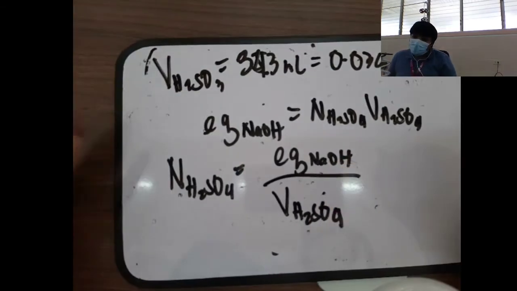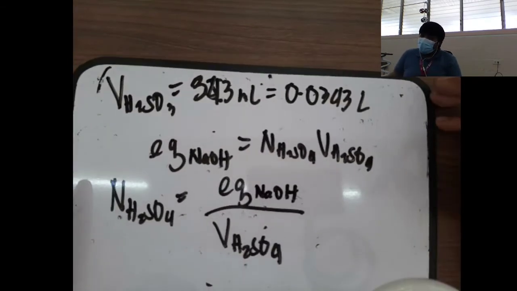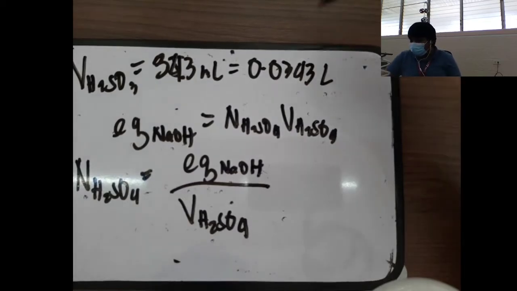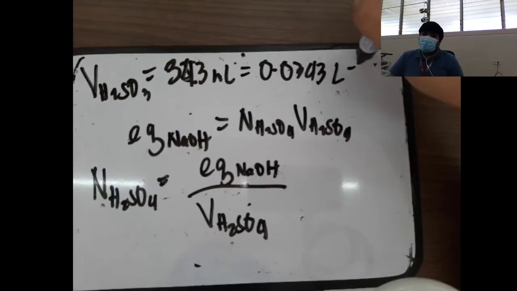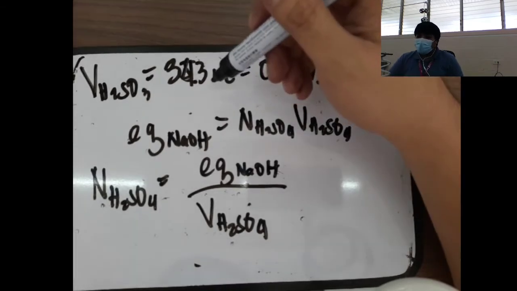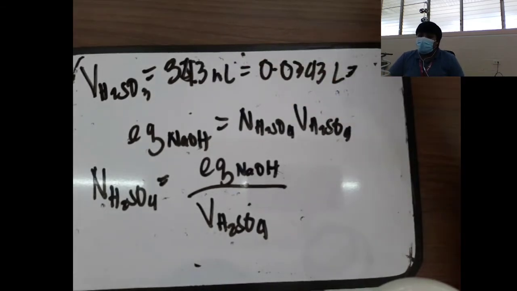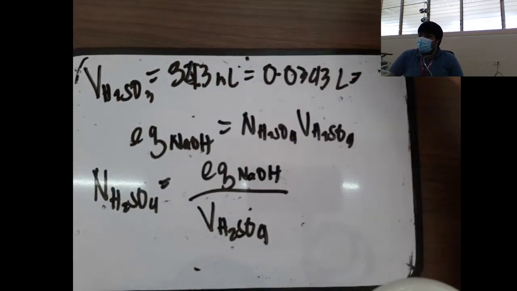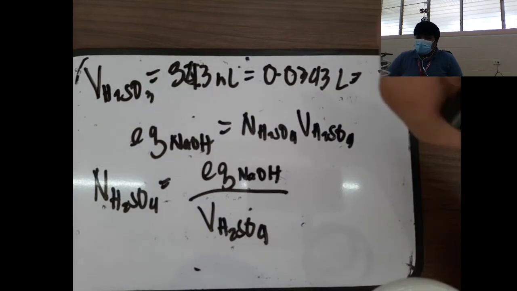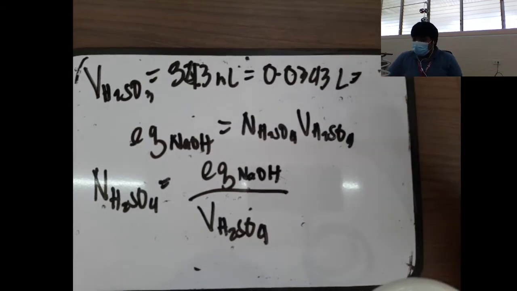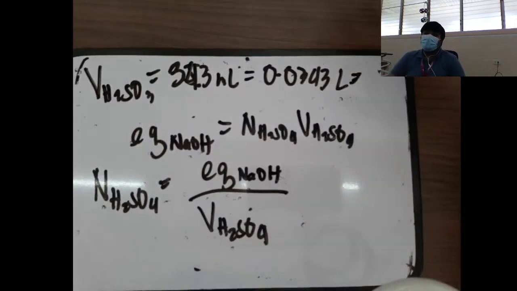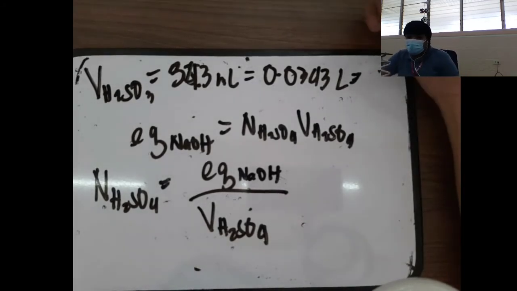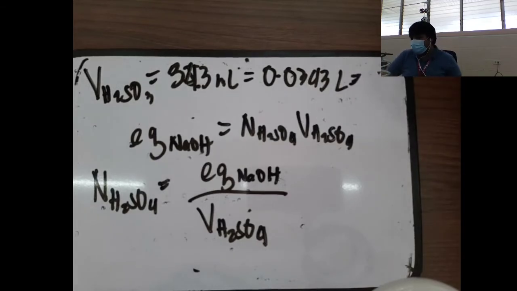Okay, if you're comfortable, you can also not convert this volume to liter. You can retain its milliliter value. However, that means you need to convert the 0.2345 grams of sodium hydroxide to milligrams, okay? Because equivalence per liter is also equal to milliequivalence per ml. So whichever you're comfortable with. As the saying goes, just pick your poison.